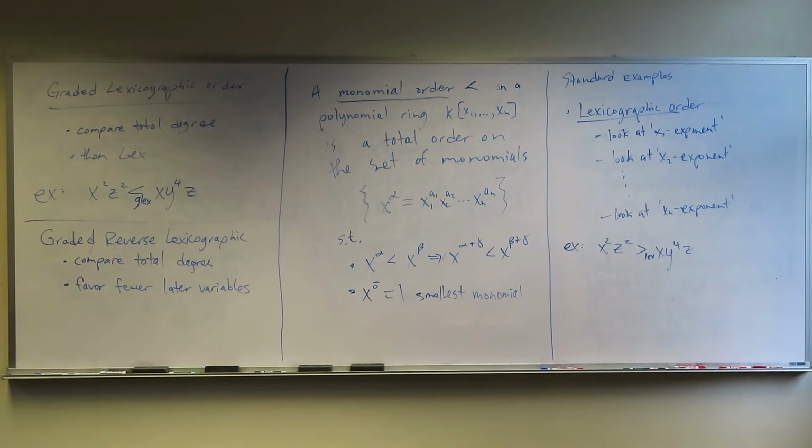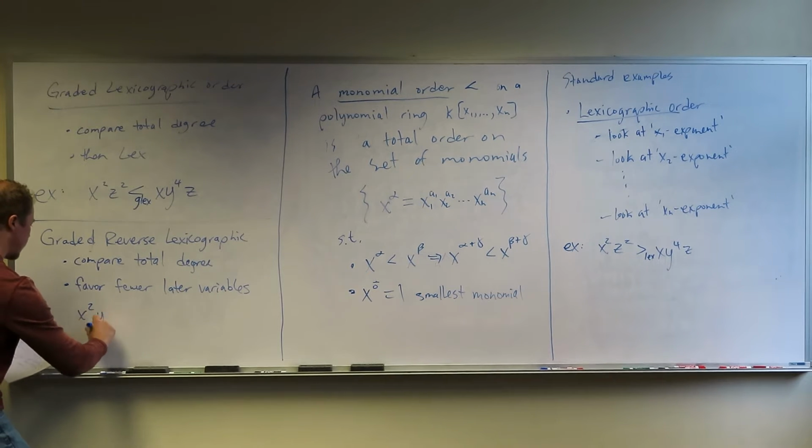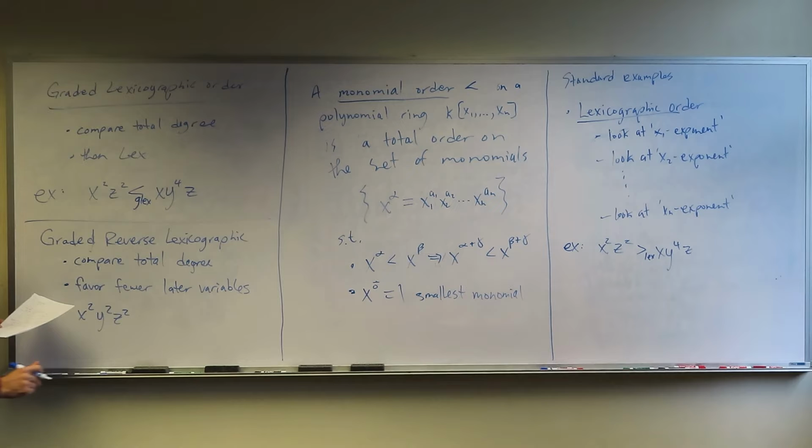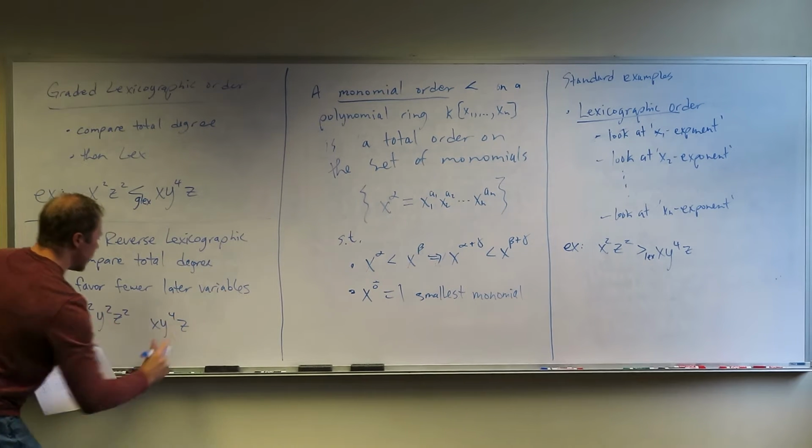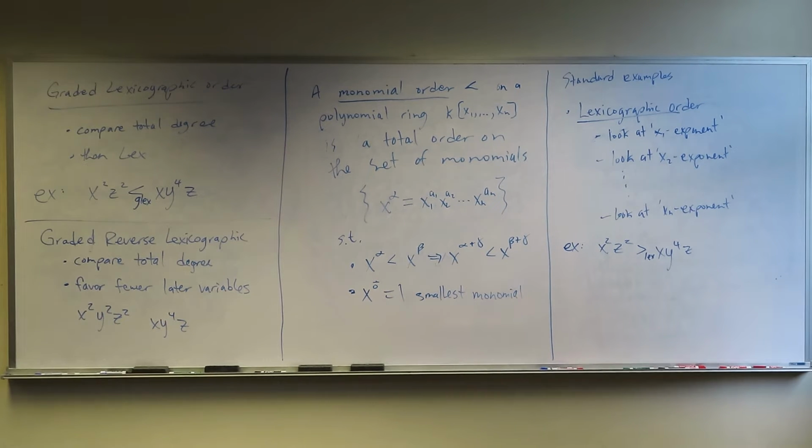Right, so the example here is not written down, but let's do x squared, y squared, z squared, and x, y to the fourth, z. These both have total degree 6, so we have to go into the second step. Now we want to favor fewer later variables.